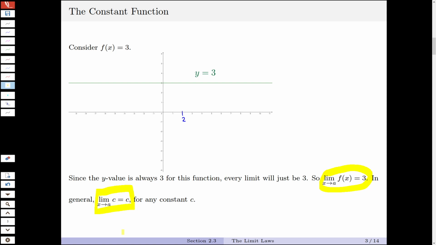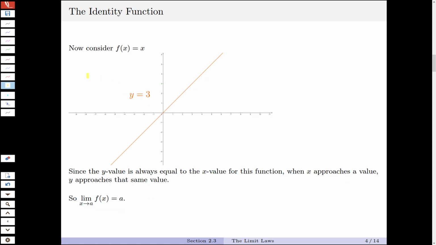Okay, let's look at the identity function x. Here, y equals x. And since the y value is always equal to the x value, suppose I'm approaching the x value of 2. As my x values get closer and closer to 2, I'm going to have these points on the graph getting closer and closer to x equals 2. But since x equals y, if x is getting close to 2, y is also getting close to 2.